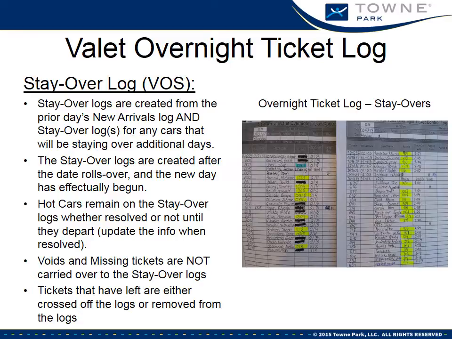If your logs are done on a computer in Excel, you can literally copy and paste them to a new day and just delete the checkouts. This is why the checkout date field is so critical. If your logs are handwritten, you can make a photocopy of the previous day and draw a strike-through line through any cars that are checked out, through voids and missing tickets, or any other vehicles that are no longer on site. Hot cars stay on the log at all times until they depart.